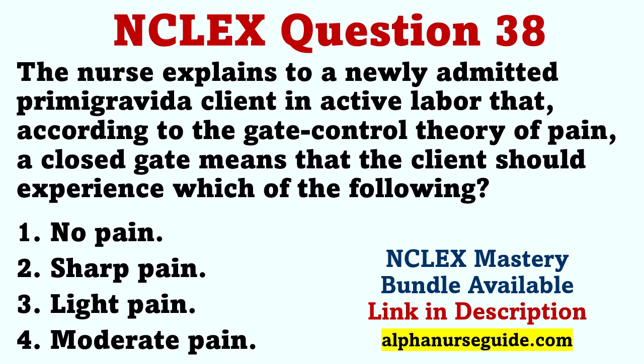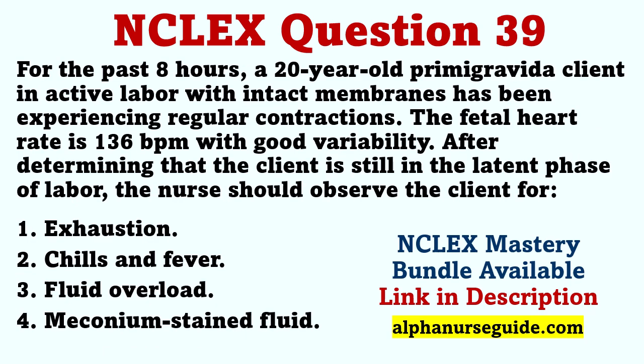For the past 8 hours, a 20-year-old primigravida client in active labor with intact membranes has been experiencing regular contractions. The fetal heart rate is 136 BPM with good variability. After determining that the client is still in the latent phase of labor, the nurse should observe the client for 1. Exhaustion. 2. Chills and fever. 3. Fluid overload. 4. Meconium-stained fluid. The correct answer is 1.